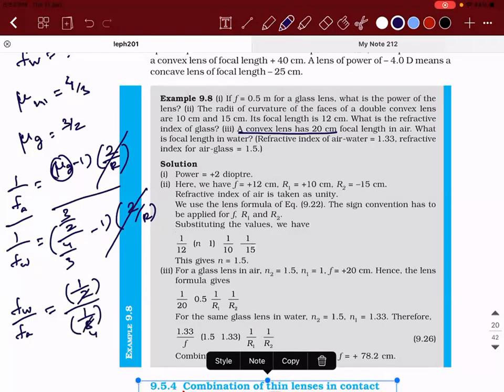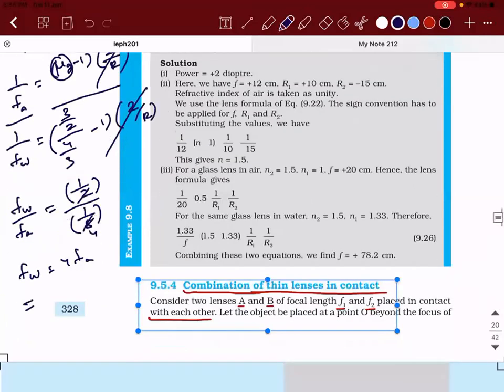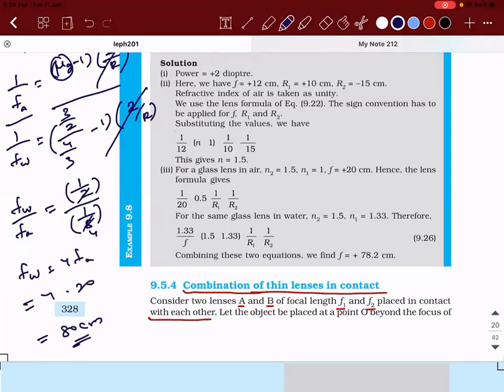So this goes 4 times. So Fw is equal to 4 times Fa. So 4 into, what is the value of Fa? The focal length in air is 20. So it is supposed to be 80 centimeter. They got 78.2 because they took 1.5 and 1.3. I took fractional values.